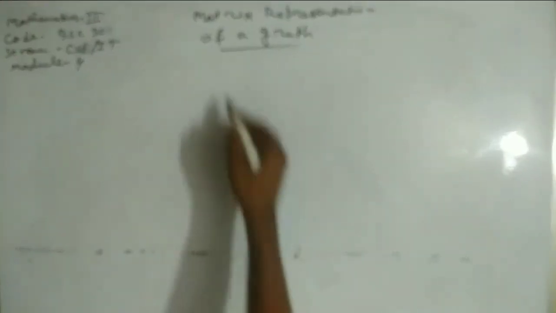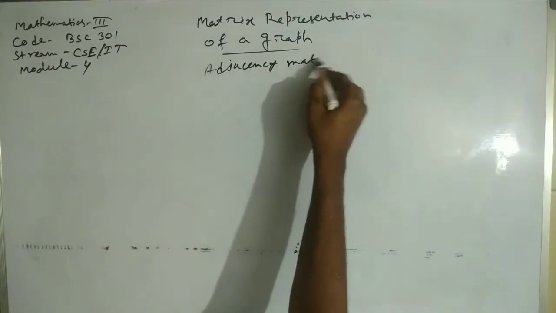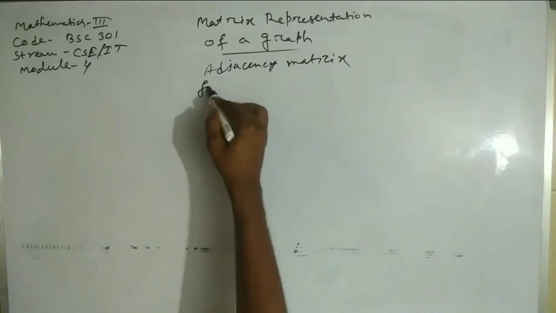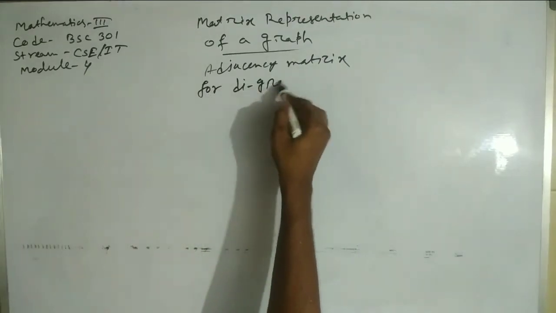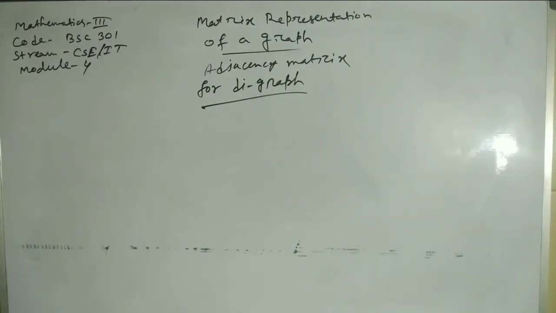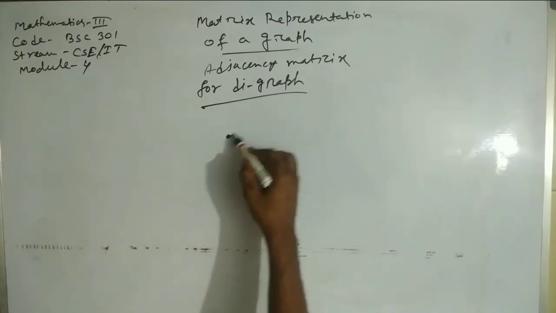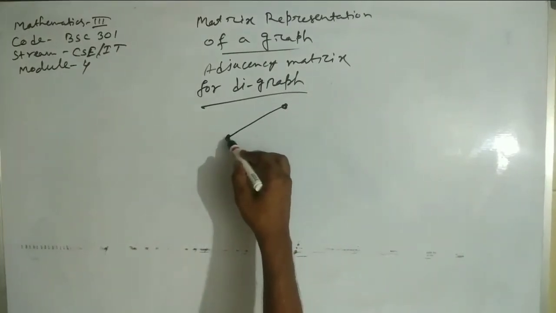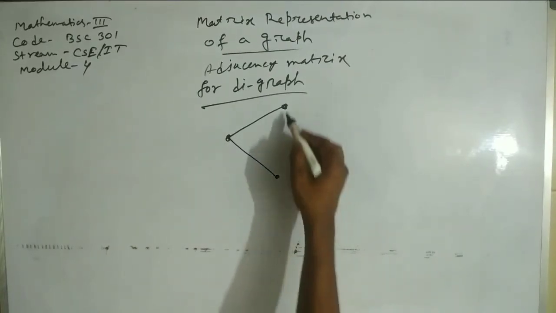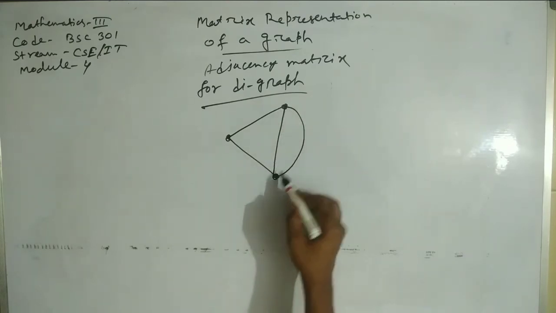Now I will tell you the adjacency matrix for a digraph. Digraph means directed graph. That is, the edges are directed in some certain direction. So first we draw a graph, then it will be easier for you to understand. You draw with me.